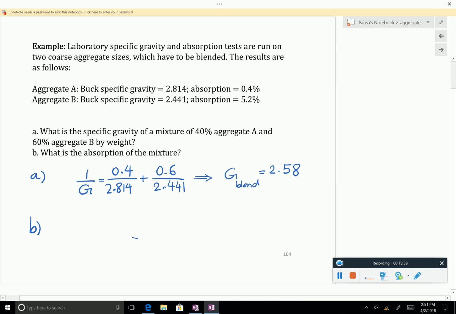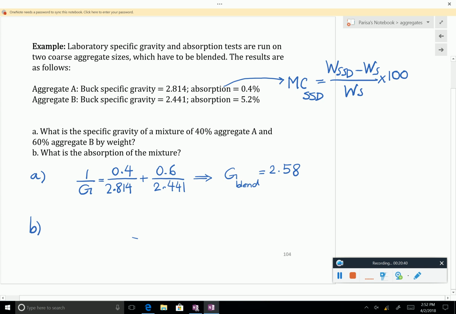Part B, what is absorption? What is it? Remember from last time? What is this absorption? 0.4%, 5.2%? Absorption is moisture content at saturated surface dry condition, right? Remember last time? And it is in percentage.